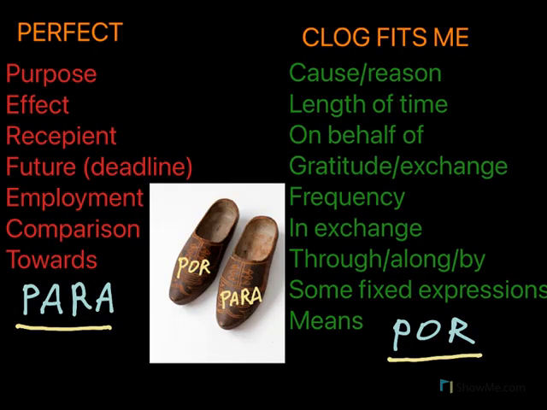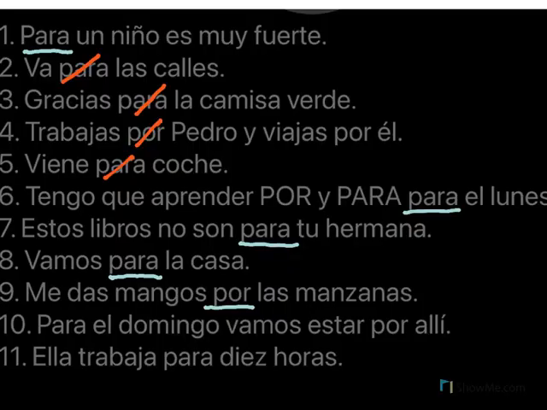The next one is para el domingo vamos a estar por ahí. Para el domingo, what would it be? That would be the deadline. You see here, future deadline right here. It is correct. We're going back. So para el domingo is correct. Vamos a estar por ahí. Por ahí means general location. General location around there, which is also correct.